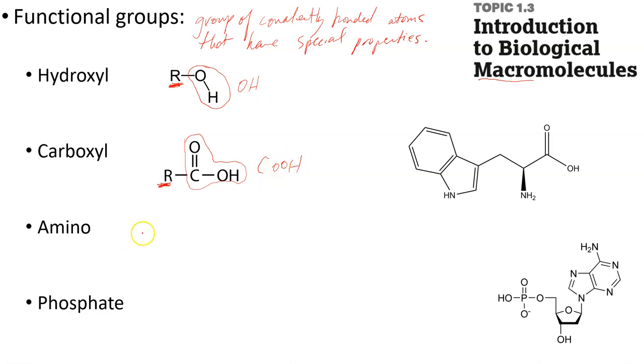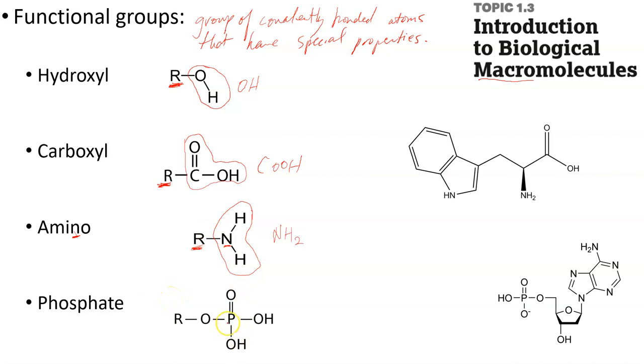COOH. Okay, the amino functional group. Here's the R again. The functional group is NH2. I see that it's NH3+, but the main thing to notice is that it has a nitrogen there. The amino group has a nitrogen. You can have an N over there. Okay, so let's move on to the next one.